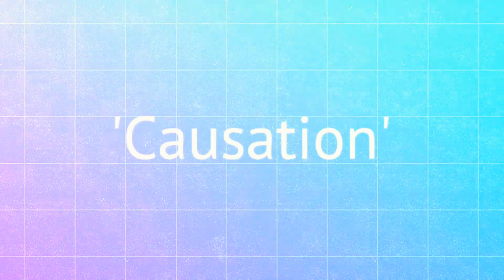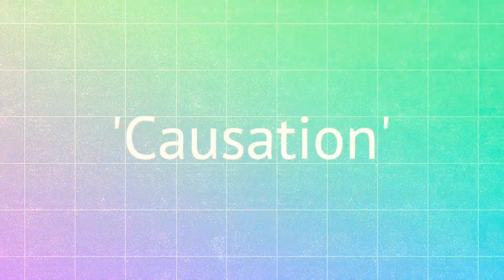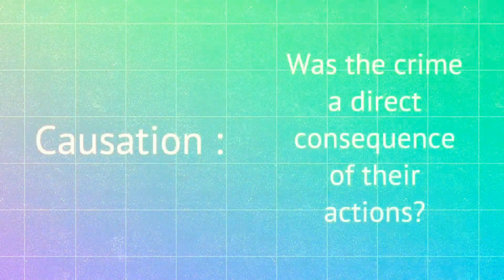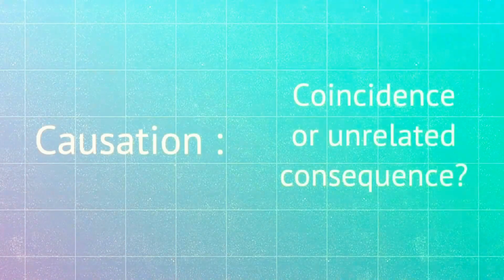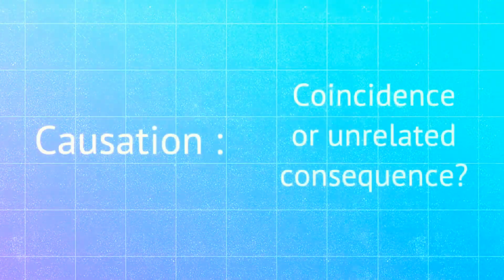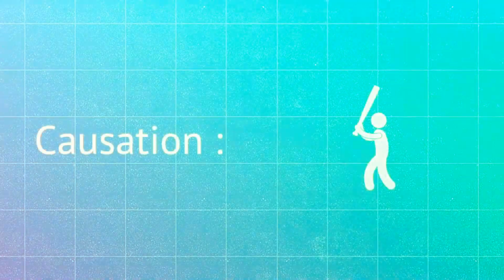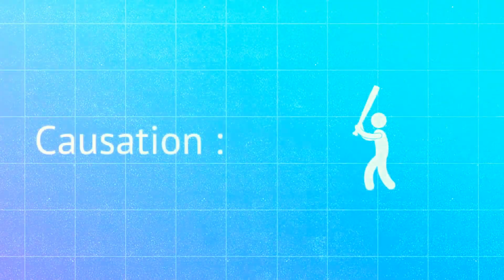This question is a subset of actus reus, and it's called causation. In other words, was the crime a direct consequence of their actions? Or perhaps was it merely an unfortunate coincidence or caused by something completely unrelated? For example, I might be angry with my uncle at Christmas and hit him with a baseball bat and he has a heart attack and dies.